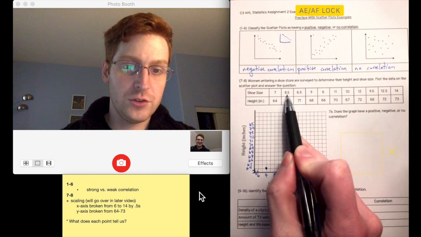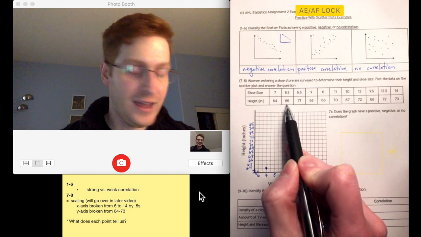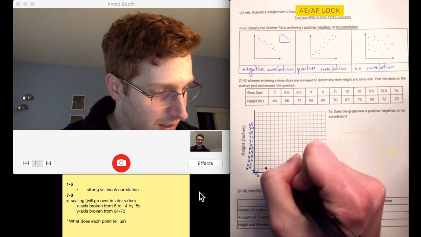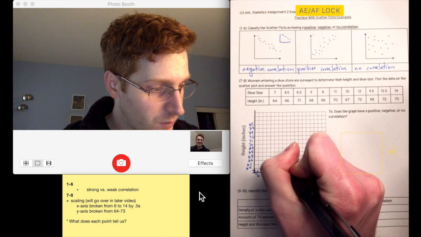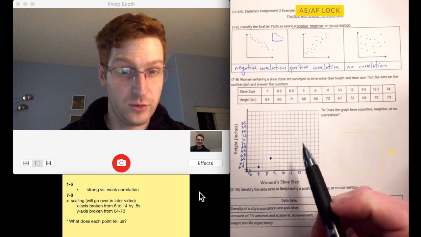I can then go to 8.5, they have a height of 66. So I'm going to 8.5, that's 66. I'm going to plot the rest of these very quickly.